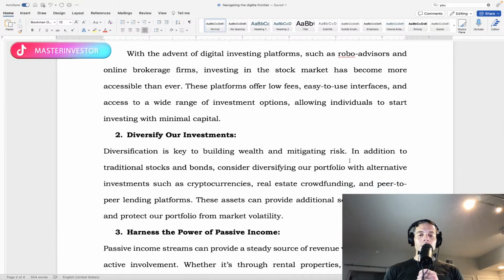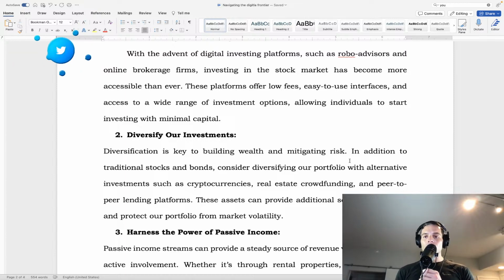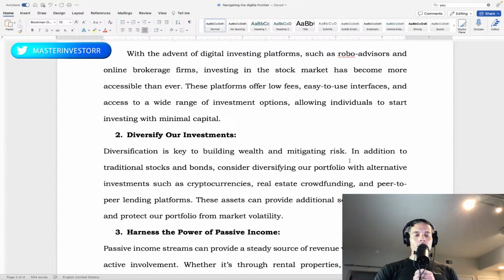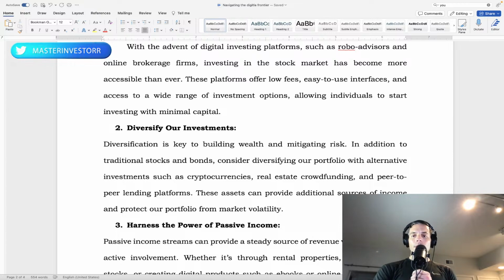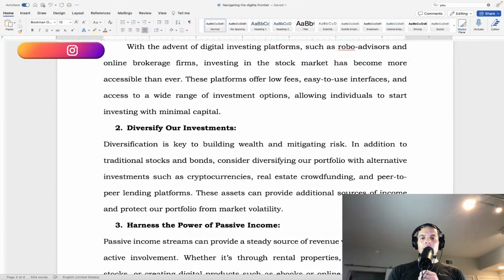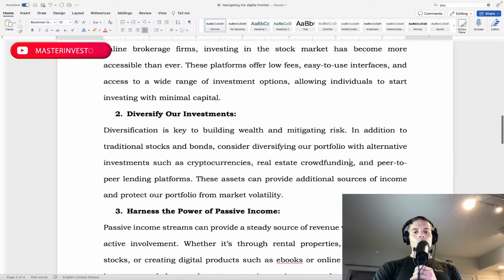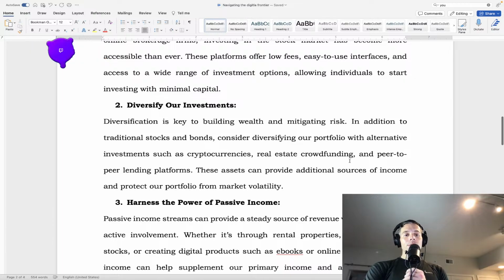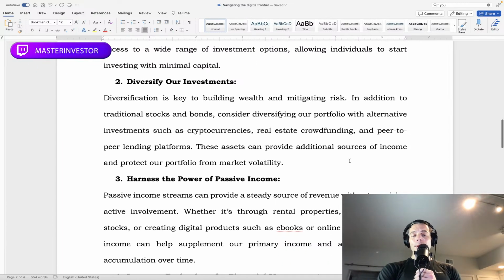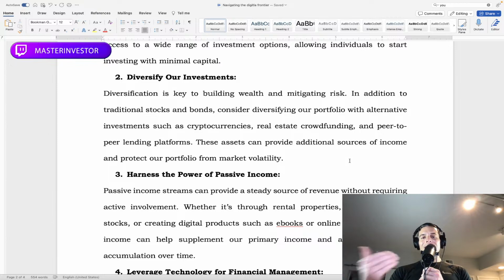With the advent of digital investing platforms such as robo-advisors and online brokerage firms, investing in the stock market has become more accessible than ever. These platforms offer low fees, easy-to-use interfaces, and access to a wide range of investment options, allowing individuals to start investing with minimal capital. And remember, we want to take action ourselves.